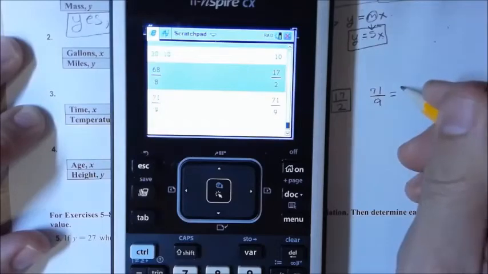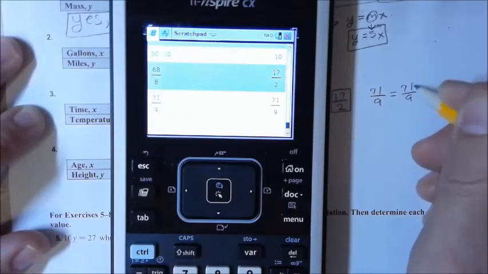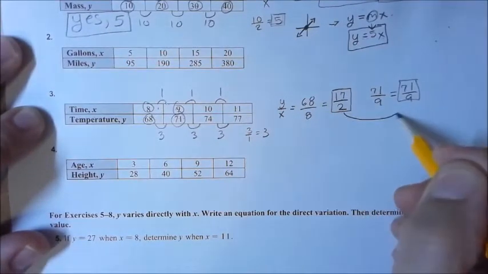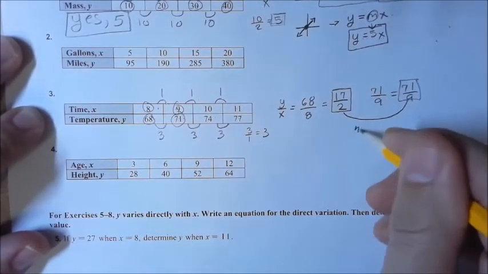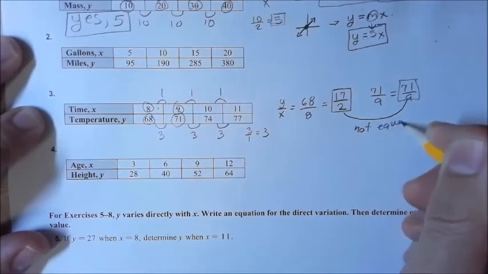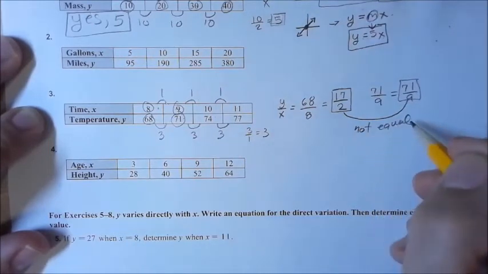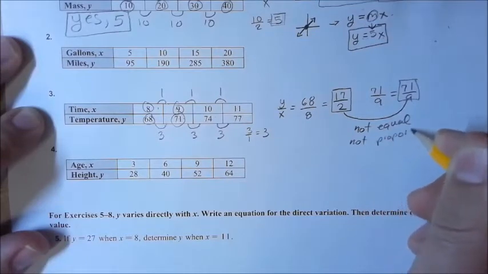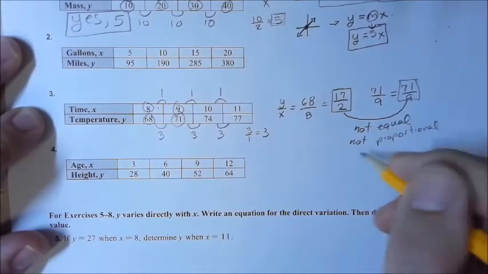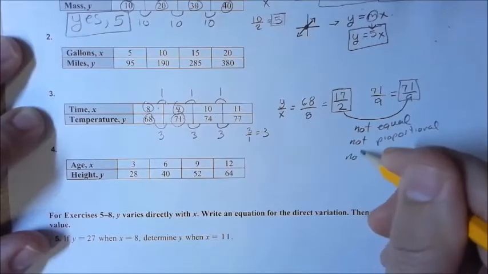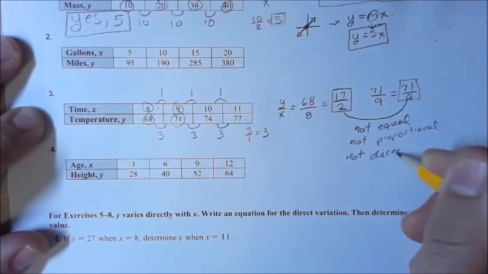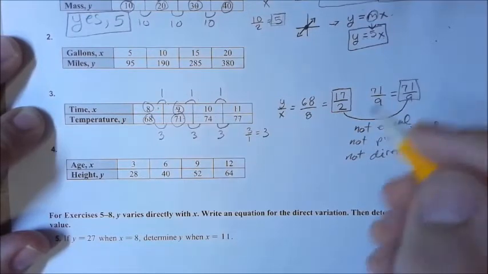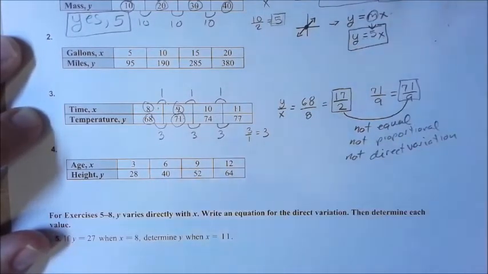So with that being said, my answer being 71 over 9, I can just simply stop right there and go, well, looking at these two, they are not equal. And remember, if they are not equal, it is not proportional. And if it's not proportional, it is not direct variation. So with this one, there's no need to go any further.